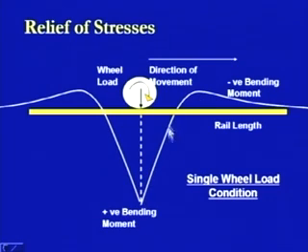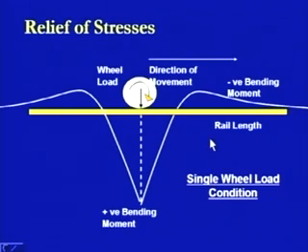Therefore, as you see here, this is going like this. At this point it is 0, and it takes a maximum negative bending moment value somewhere here. So if we plot it somewhere here like this, then this is going to be at this point. This is the distance at which the maximum negative bending moment will get created, and this is how a sort of relief condition is induced in this single wheel load condition.